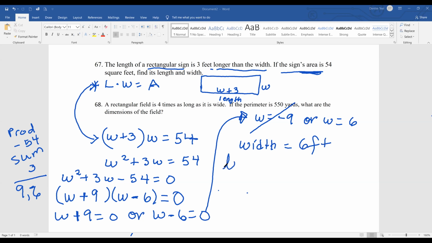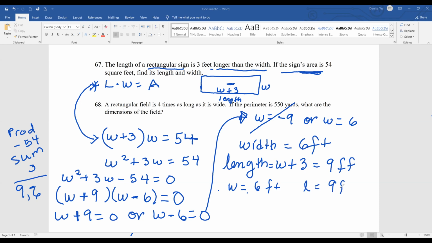So what's your length going to be? If we go back up here and see what we said the length was, it's W plus 3. It would be 9 feet. Yes. So you have your width equals 6 feet and your length equals 9 feet.